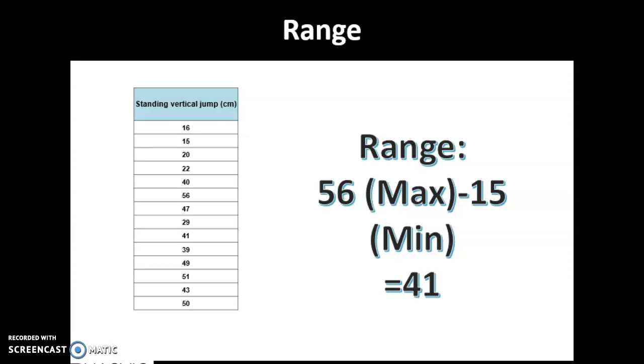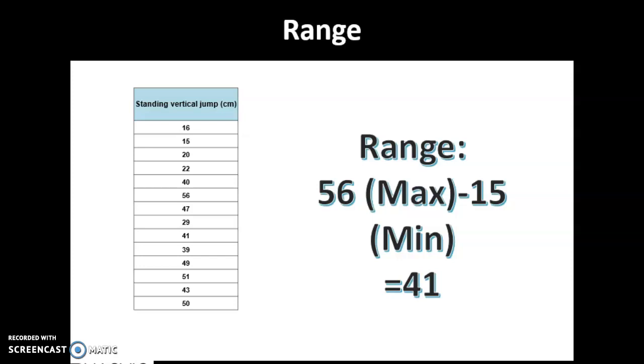The higher the range, the further the values are spread apart, which shows how significant the difference is between the maximum and the minimum. For standing vertical jump, the range shows the difference in abilities for leg power. If the range for standing vertical jump was very high, then it would show that the abilities in the group of people vary a lot.